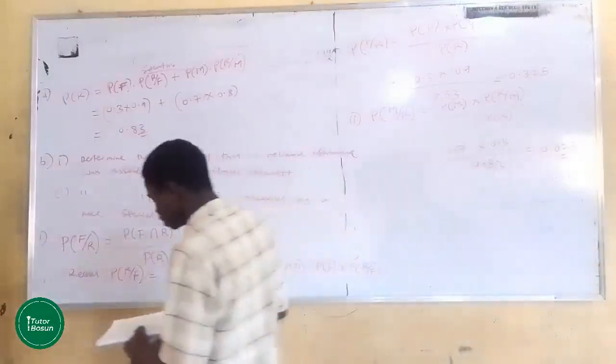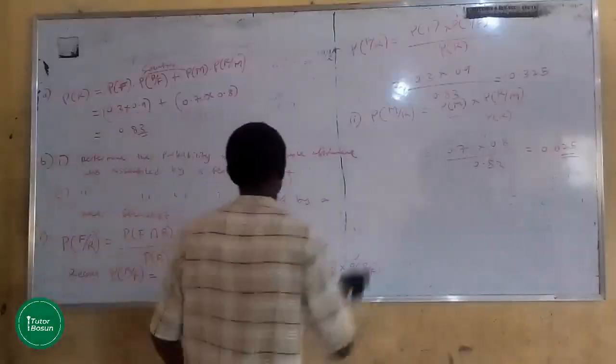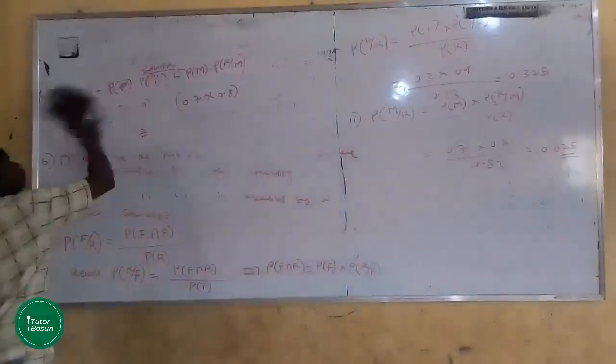So moving to the next example on Bayes' theorem. We'll be solving one more example on Bayes' theorem before we wrap it up.